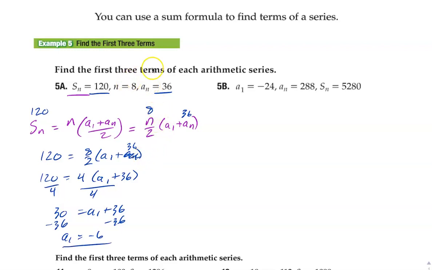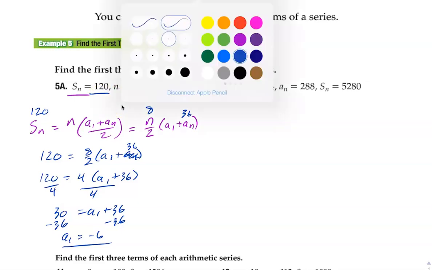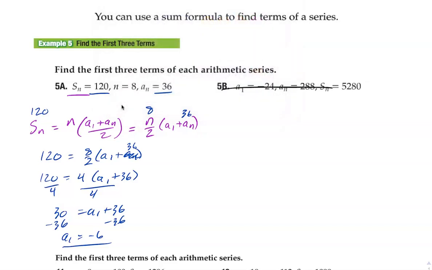They want me to find the first 3 terms. So I need the common difference, right? I need d. But I don't have it anywhere. So remember what I always say: if you're missing the common difference, we're not going to do that one. Anytime you're missing anything, go back to the original formula.